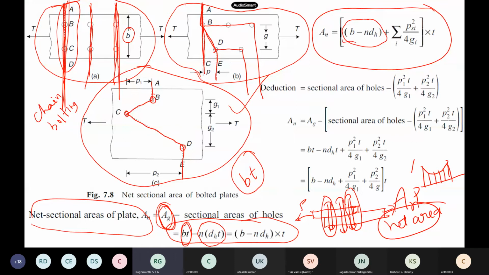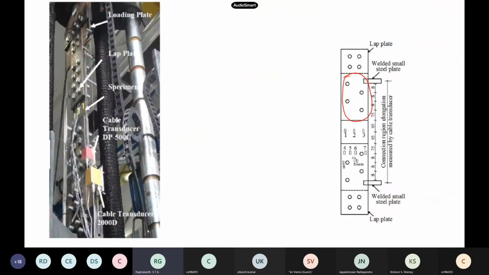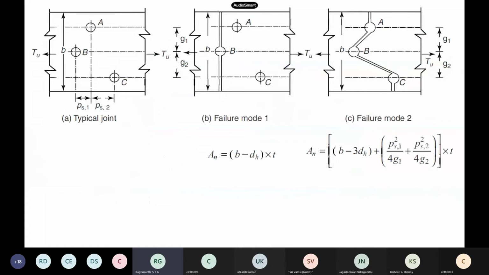So now what happens in this expression is b minus 3 times d_h actually. Because you are subtracting all the holes, and because of the distances there is an overlap, so we add one small term. This p is the pitch and g is the gauge distance. So we add this compensation, because you have subtracted all the three. We add this multiplied by t to compute the net tensile area. So this is the expression that has been given.